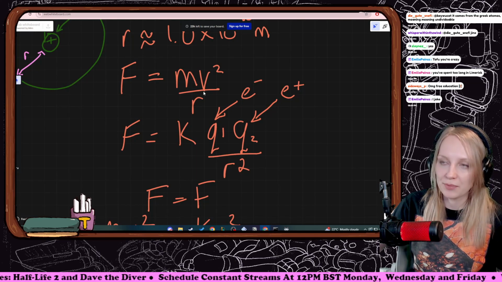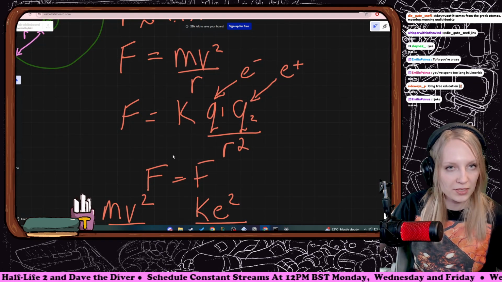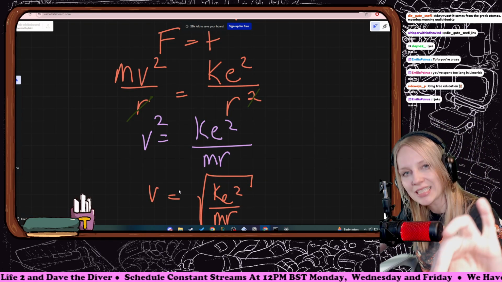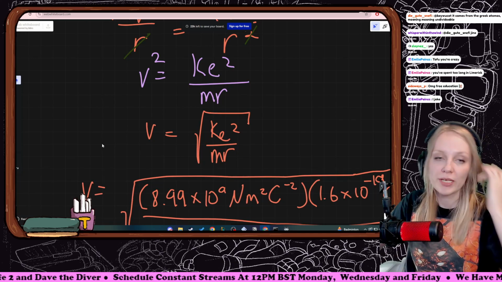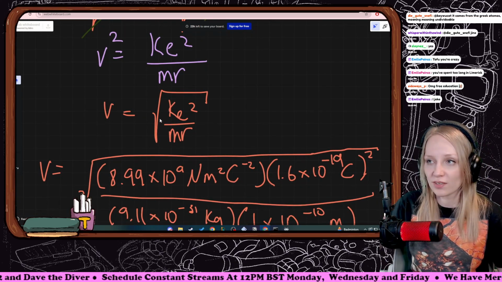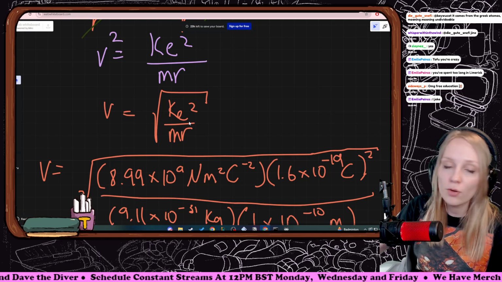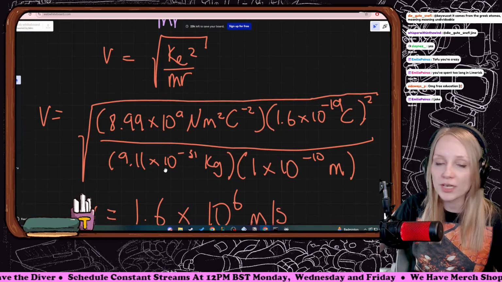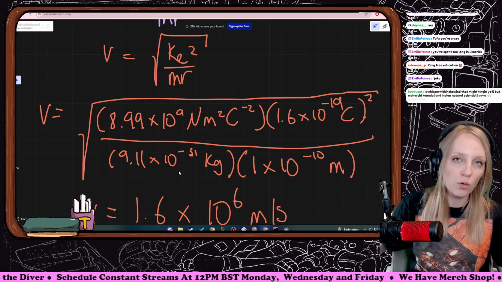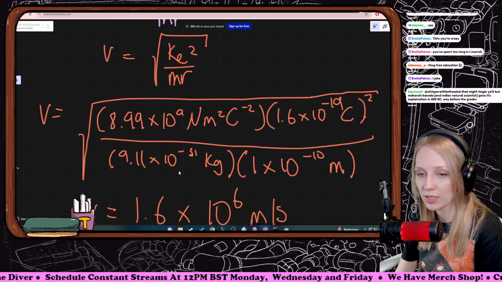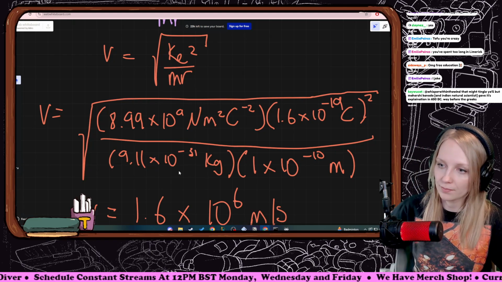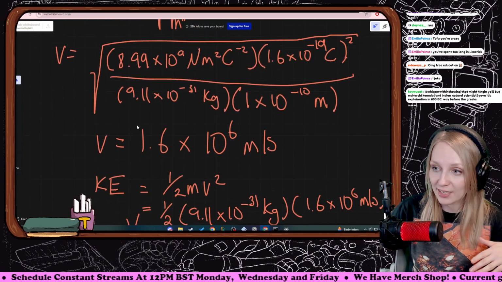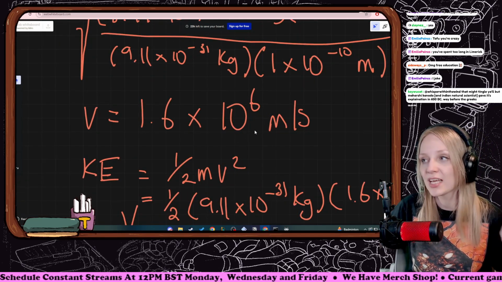So we can equate these two expressions together, cancel off an r because there's a similar r between them, and rearrange the equation to find v on its own. We're looking for the speed of the electron at any given point. Doing a little bit of rearranging, we actually know the values of all of this. We know k is Coulomb's constant. We know e is the charge of an electron. We square it, don't forget to square it. m is the mass of the electron, and r is the average distance of the orbiting electron around the nucleus of a hydrogen atom. You can trust me that you can calculate it yourself, or trust me that it is 1.6 times 10 to the power of 6 meters per second.